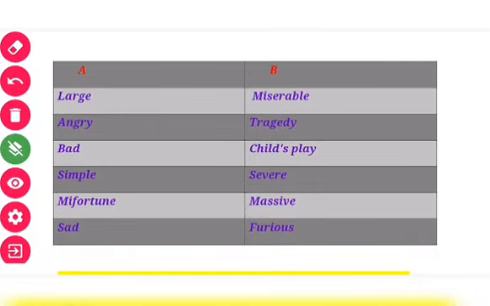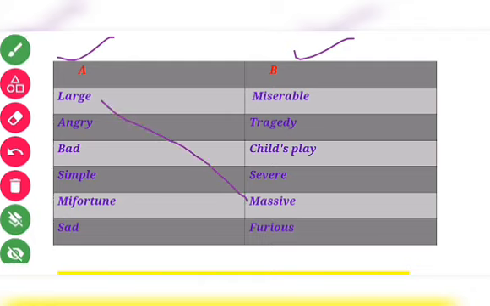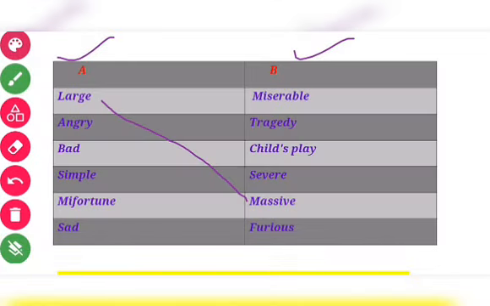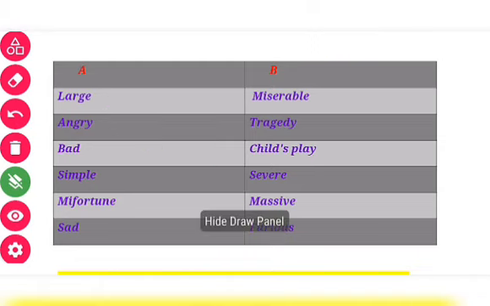See, large, here I will just explain the answer. The words are given in column A and the meanings are given in column B. So large, you will match large with massive. Okay, let me change my pen's color, otherwise you will get confused. Okay, red will be best. So large will be massive.